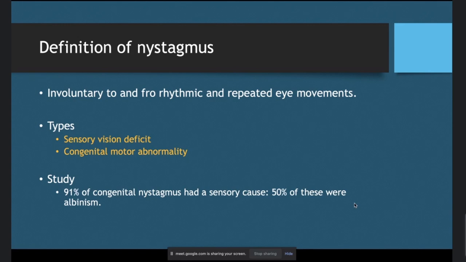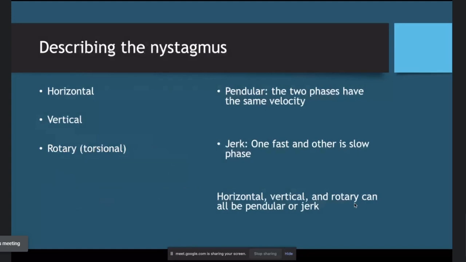Now, a study, however, looked at 91% of congenital nystagmus and found that the vast majority actually had a sensory cause, and half of these were albinism. So the idea is, whatever nystagmus you see, especially if it's from birth or early childhood, you presume there is a sensory cause. You rule out a sensory cause. Okay.